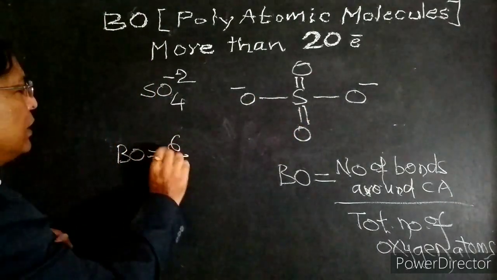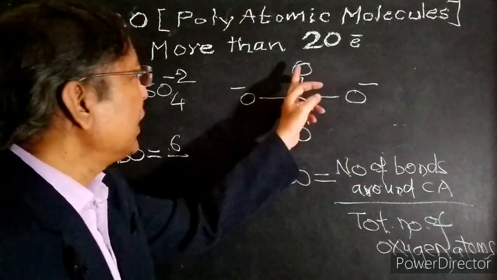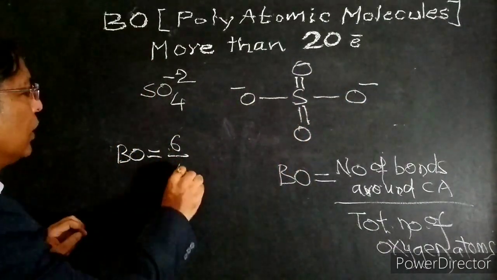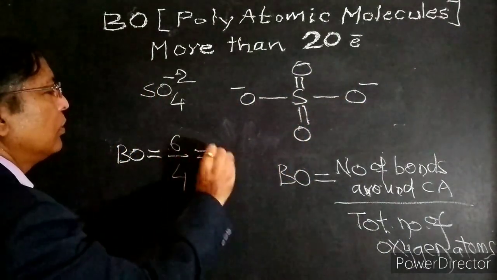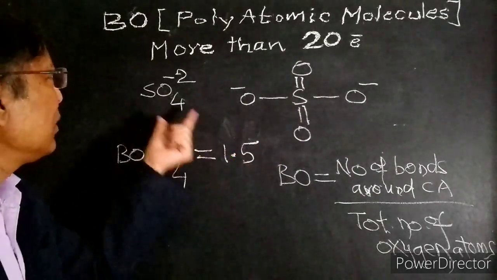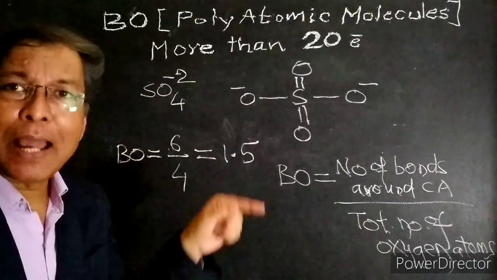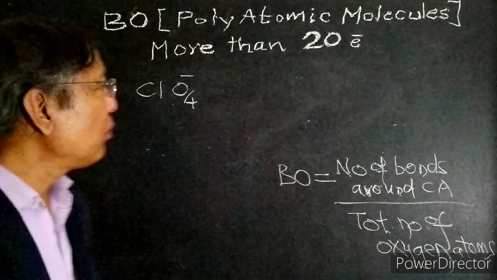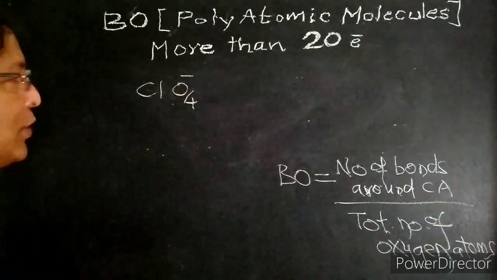6 divided by the total number of oxygen atoms: 1, 2, 3, 4. If you divide 6 by 4, you will get 1.5. This 1.5 is the bond order of SO4 minus 2. Now let us find the bond order of ClO4 minus.